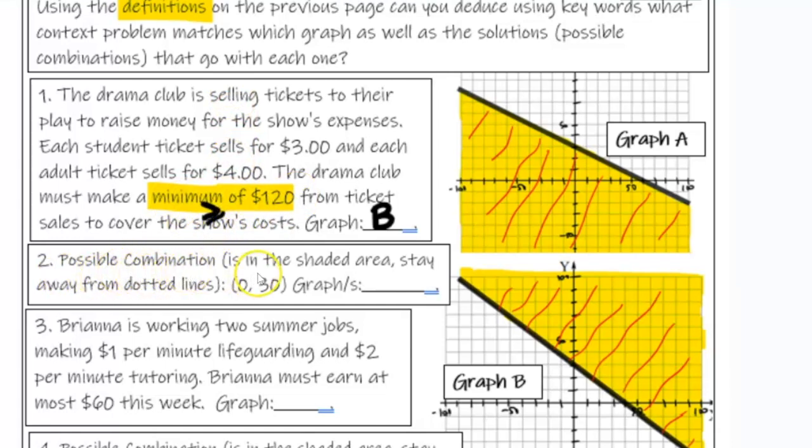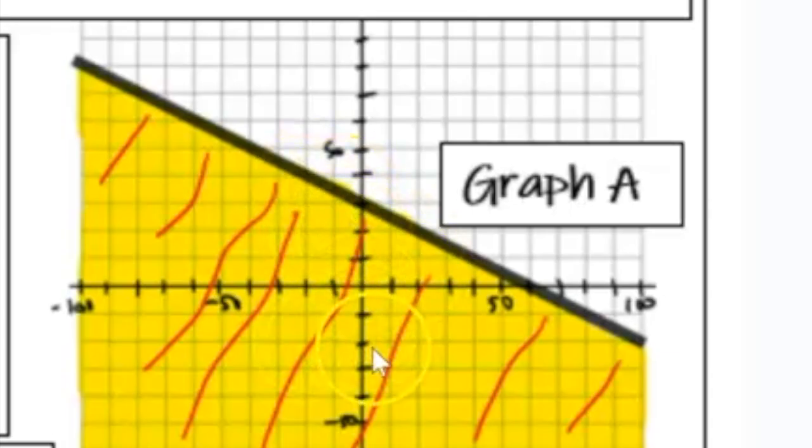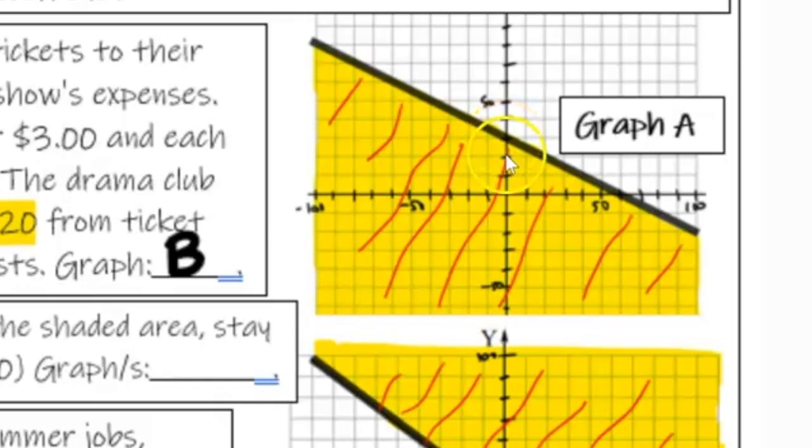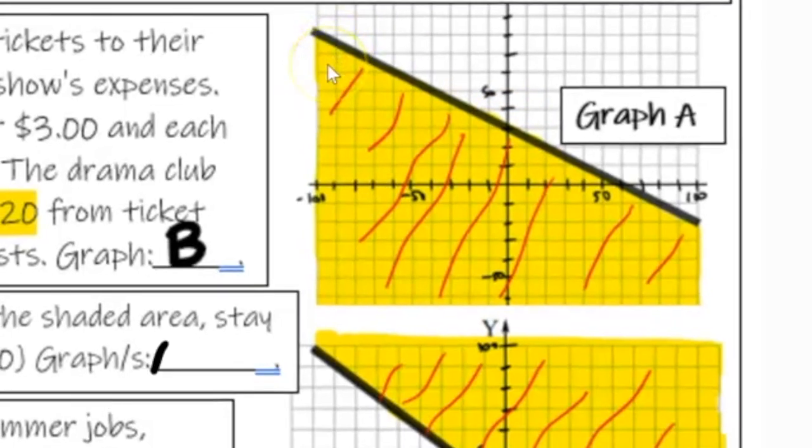Possible combination. Is it in the shaded area? Stay away from dotted lines. 0, 30. Looking at the first graph, it goes up in tens: 10, 20, 30, 40, 50. So 0, 30 is going to be 0, 10, 20, 30. So it's right on a solid line. My question to you is, if I'm on a solid line, is that a solution? Yes. So a possible answer would be graph A.